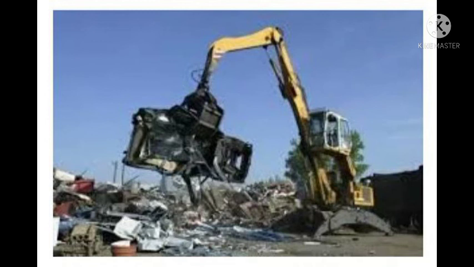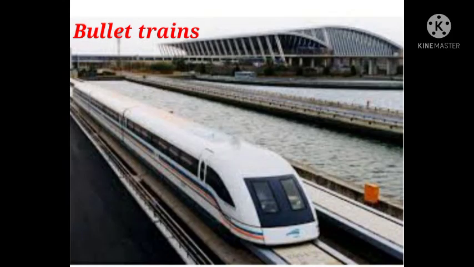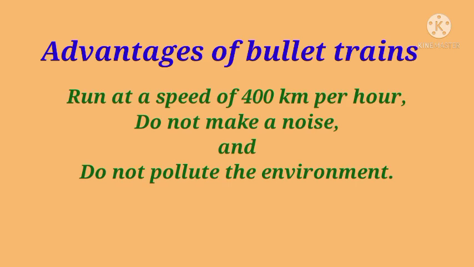Magnetism is involved in fast moving electromagnetic trains like bullet trains. These bullet trains are also known as flying trains. These trains need a special type of magnetic track, and the bottom part of the train has strong electromagnets. Using electricity, the polarity of these magnets is changed very fast, which makes the train move fast. They can move at a speed of about 400 km per hour. These trains do not make noise and do not pollute our environment.